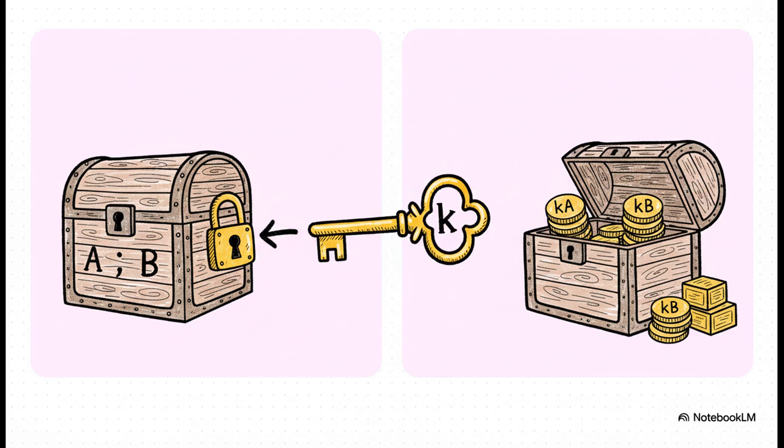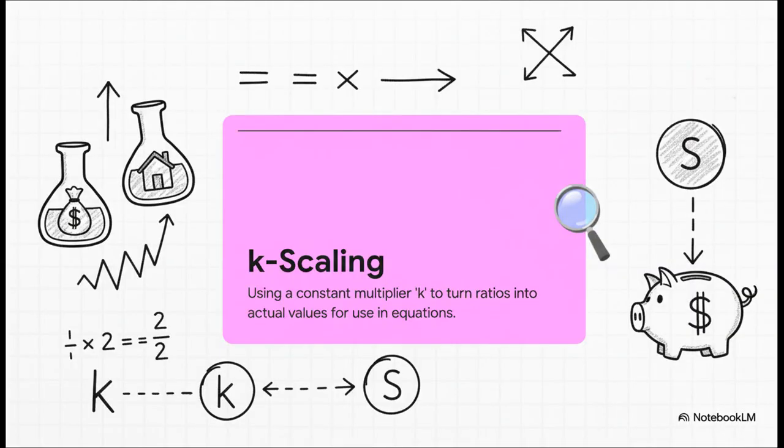Boom. Just like that, they're not just ratios anymore. They're actual values you can plug into an equation. We can call this whole process k-scaling. And this is the secret to solving those super tricky questions about income, expenditure, and savings that everyone hates. By turning the income ratio and the spending ratio into these k-scaled values, you can set up a really simple equation and find the answer without breaking a sweat.